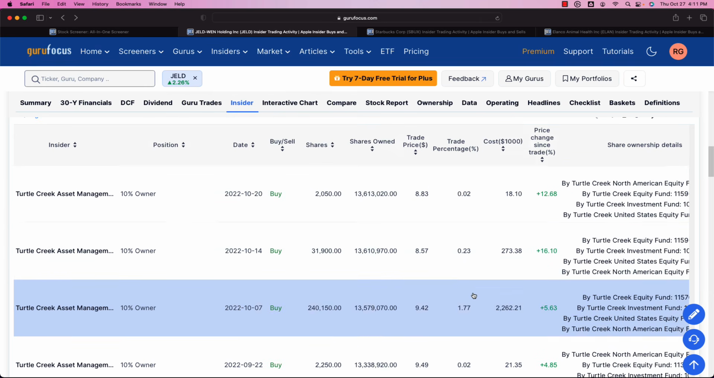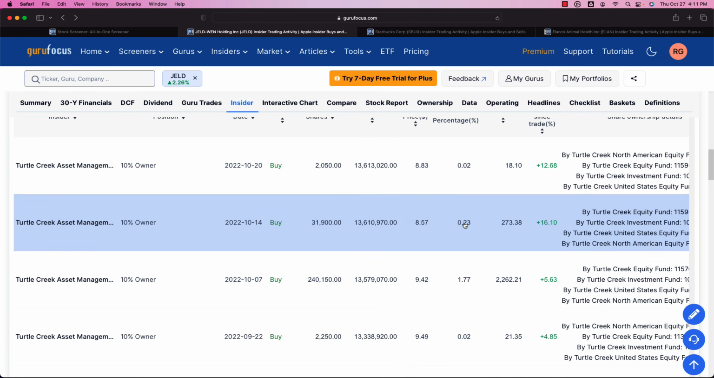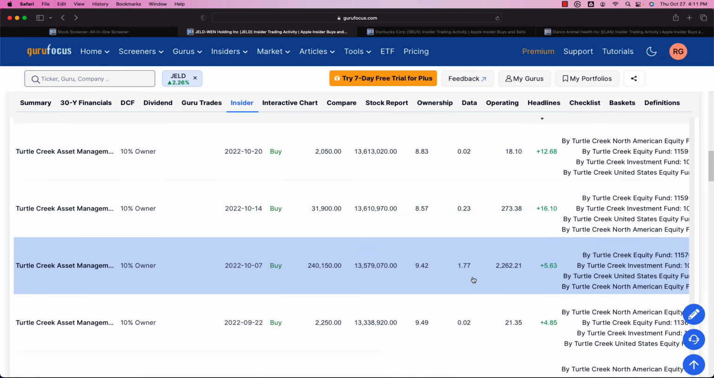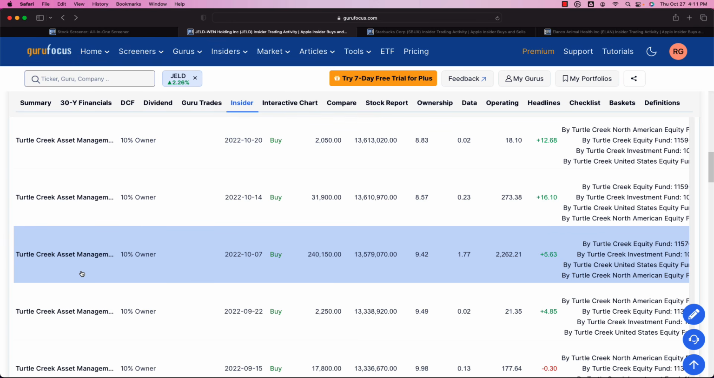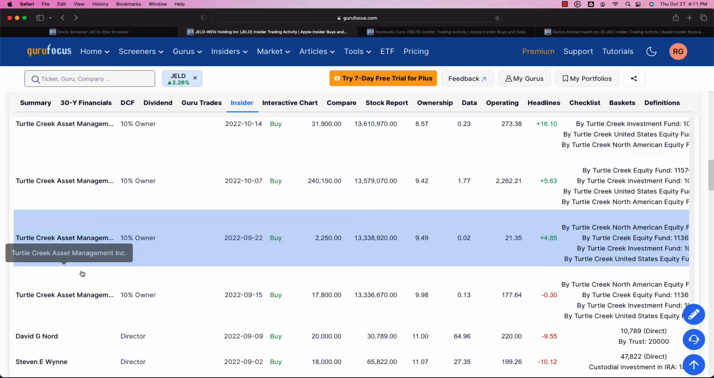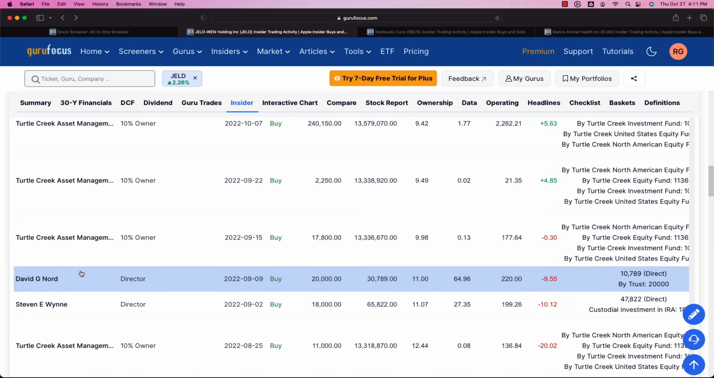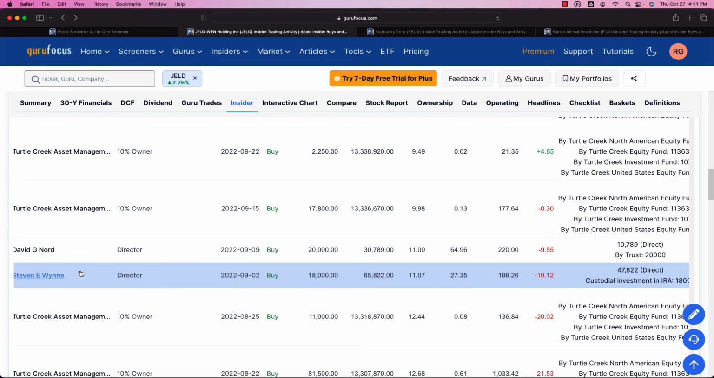They're adding very little weight to their position in terms of percentage. And it's just a big, giant, multi-billion-dollar asset management firm, right? So this is fund activity. Is it technically an insider? Yes. Am I going to weight it as such? I'm not. I'm just going to ignore these.